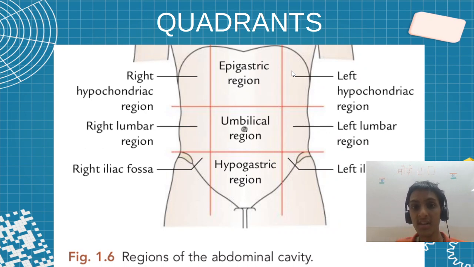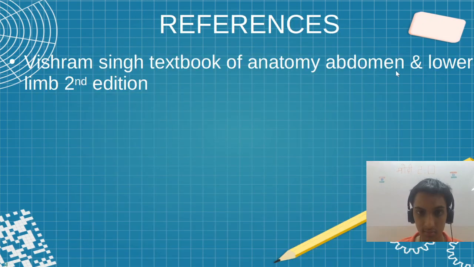Okay. Now let us see with the quadrants of the abdomen. So 9 quadrants are there. Please remember this, very important. So I'll tell you epigastric and hypogastric region. This is umbilical region. This is hypochondriac region.